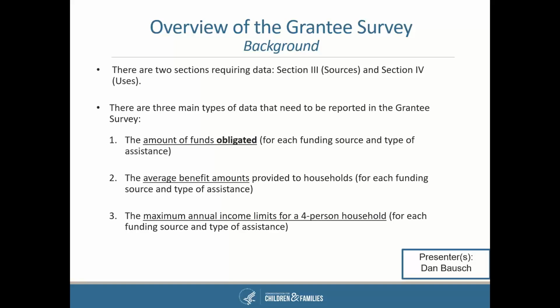The last piece of information is, for a 4-person household, what the maximum income cutoff limit was based on your income eligibility criteria. So if you use 150% of the poverty guidelines, you would report what 150% is in a dollar form for a 4-person household. Same thing if you're using 60% of state median income or any other threshold.